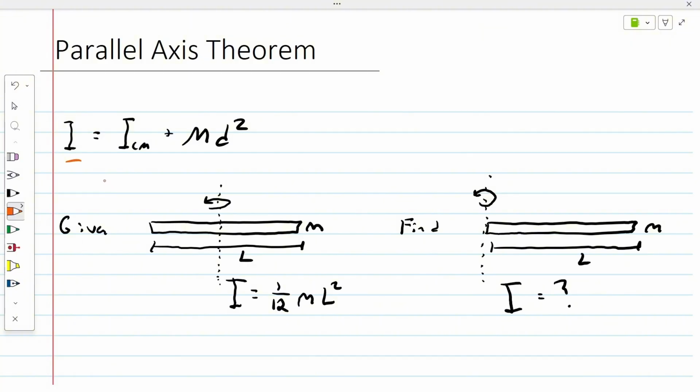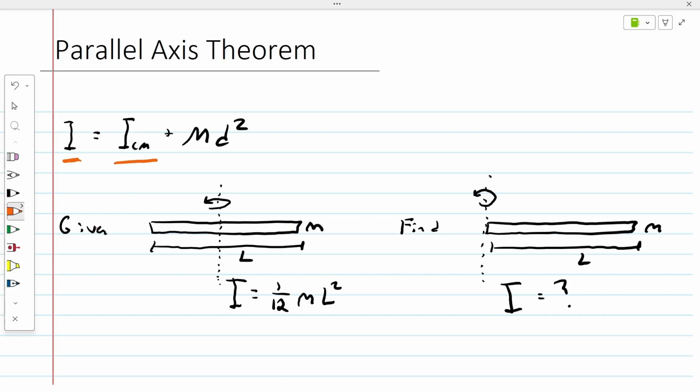So what this equation is basically saying is that if we want to find a rotational inertia of some object, it's the sum of the rotational inertia of the object rotating around its center of mass plus the mass of the object times the distance from the center of mass. So let's look at this example.